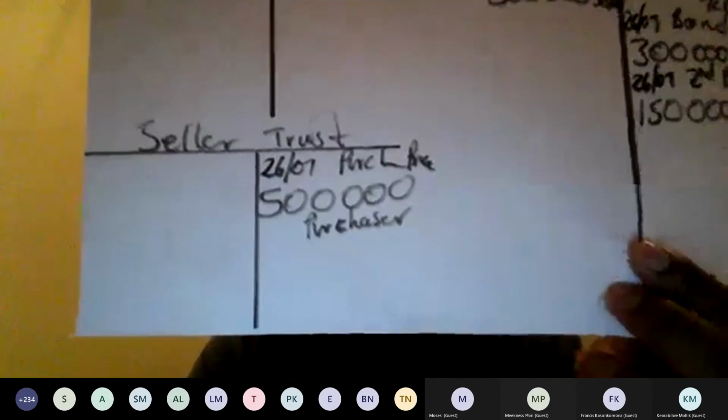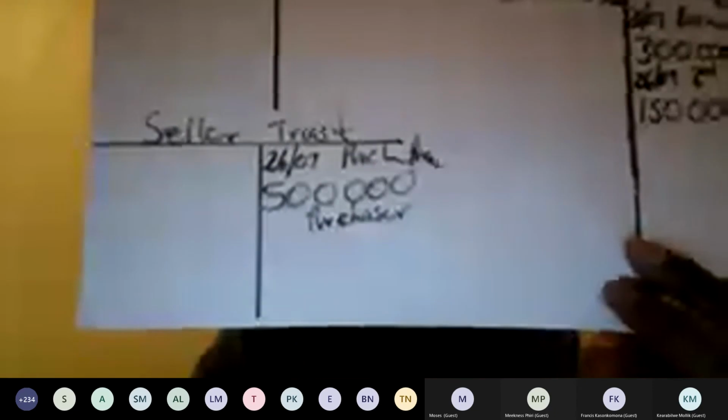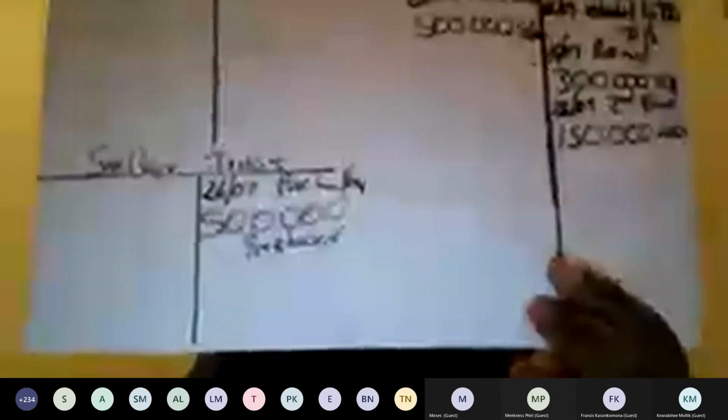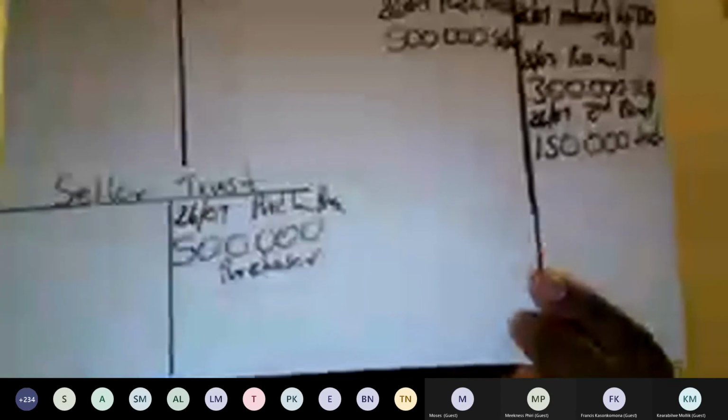And then you credited the seller's trust ledger account. We have just opened the seller's trust ledger there. On that trust ledger, we credited that purchase price of 500,000 rands from the purchaser's trust ledger account. That's all you do at step number 4. You transfer the full purchase price from the purchaser's trust ledger account to the seller's trust ledger account. That's why we credited the seller's trust after having debited the purchaser's trust ledger account.